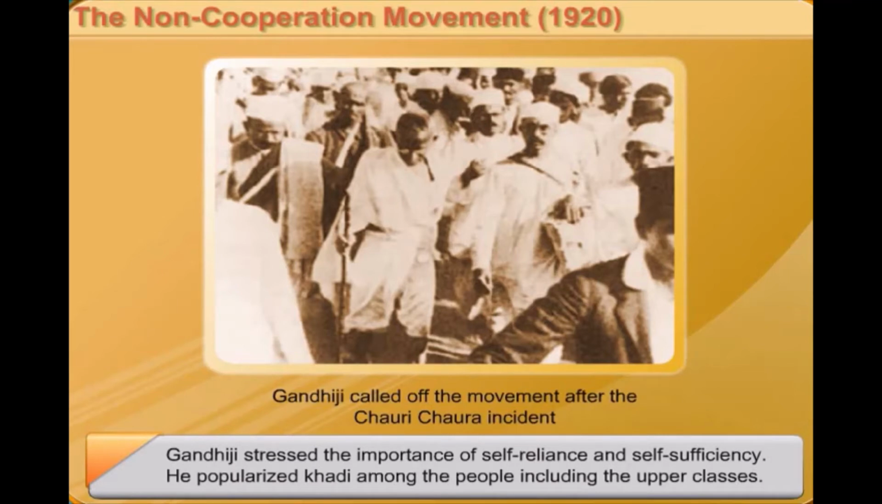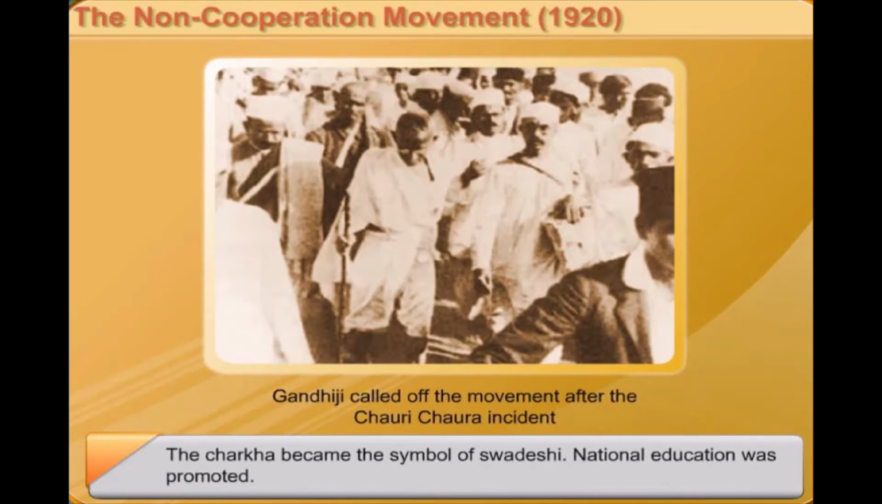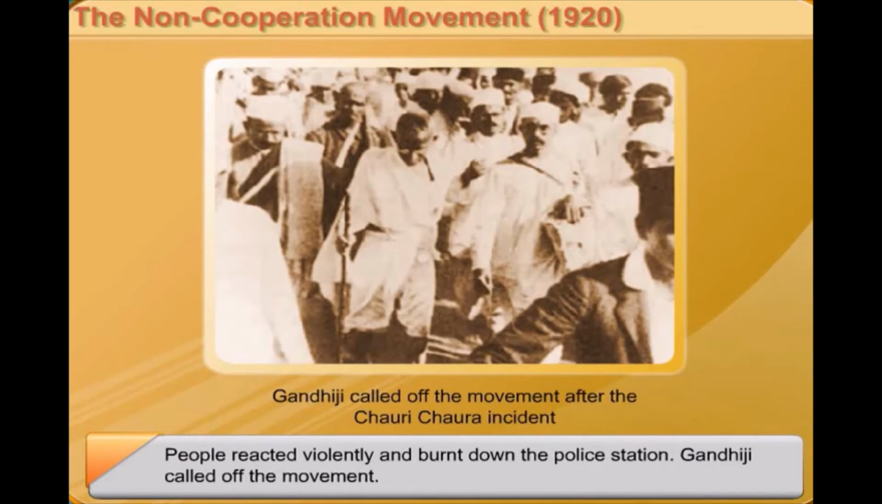Gandhiji stressed the importance of self-reliance and self-sufficiency. He popularized khadi among the people, including the upper classes. The charkha became the symbol of Swadeshi. National education was promoted. In 1922, a procession of peasants was fired upon by the police at Chauri Chaura. People reacted violently and burnt down the police station. Gandhiji called off the movement.